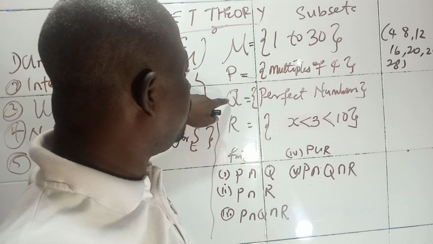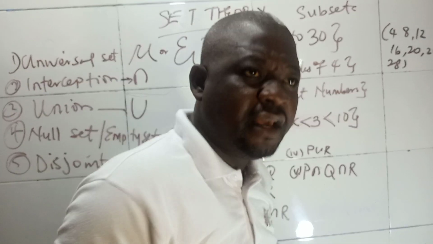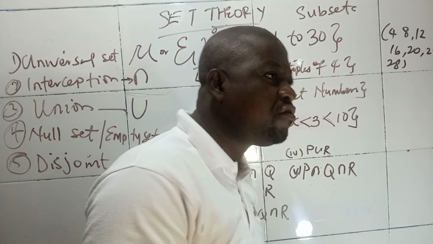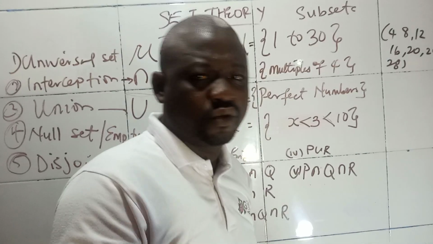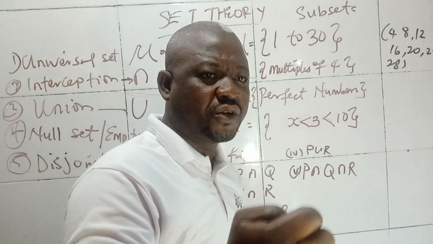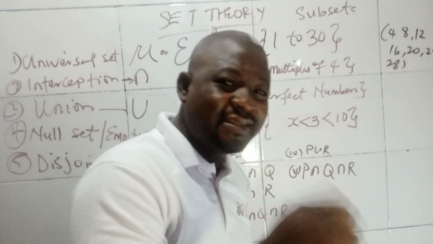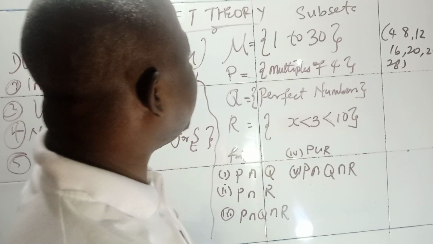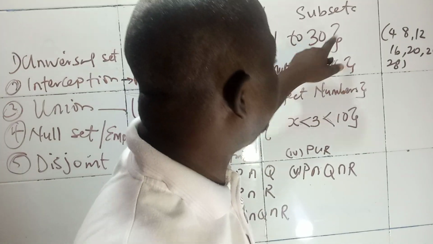Now let me go to Q. Q is what? Perfect numbers. If I say perfect numbers, a perfect number is a number that has exact square roots. If you have not watched my video on surds, please go and watch it. So when you say perfect numbers, it has exact square roots. So what are the numbers that have exact square roots between 1 and 30?